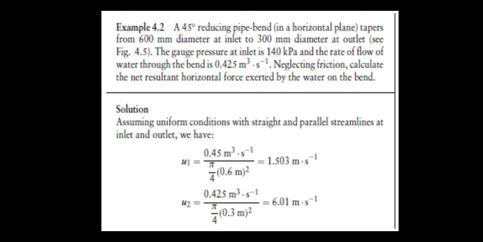Now see the given data, right? Assuming uniform conditions with straight and parallel streamlines at the inlet and outlet, we have U1 equal to, apply the formula, U1 is equal to, what is the rate of flow? Q by area. U is equal to Q by area.